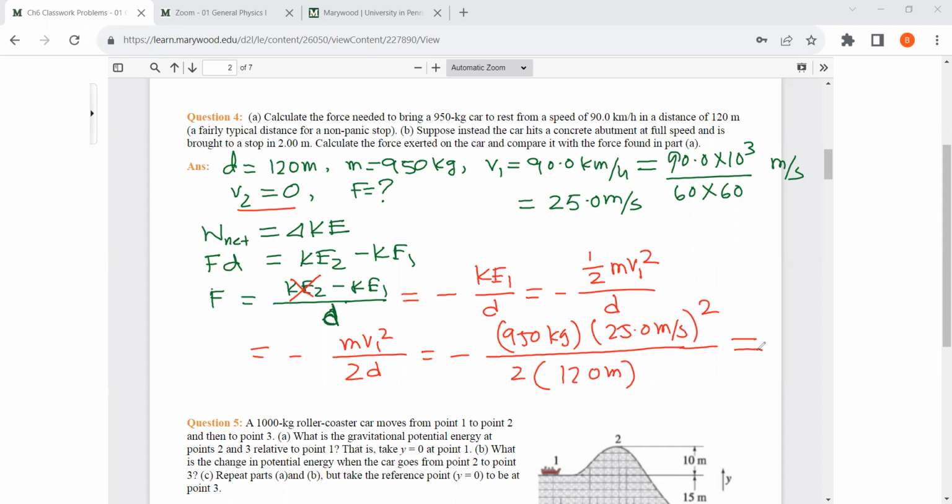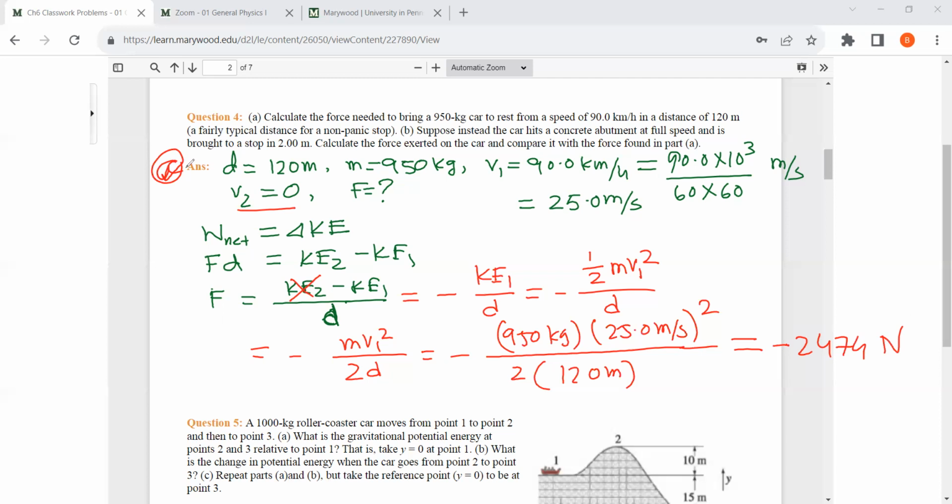Okay, so if you plug these values into your calculator correctly, you should get, I got something like this, minus 2474 Newton. So for the first problem, the answer to A is minus 2474 Newton.